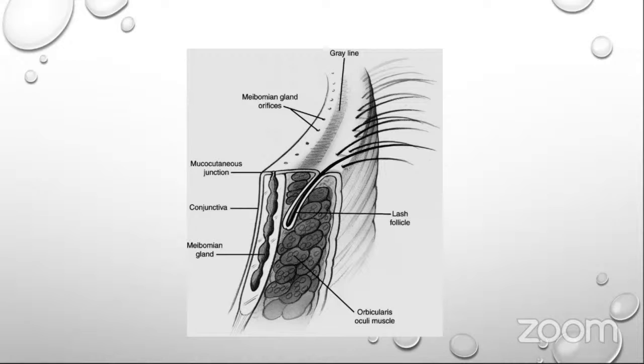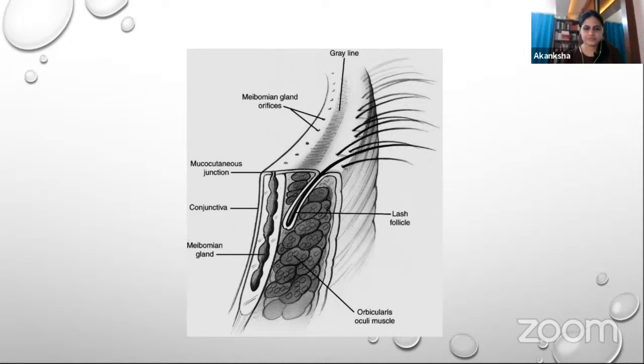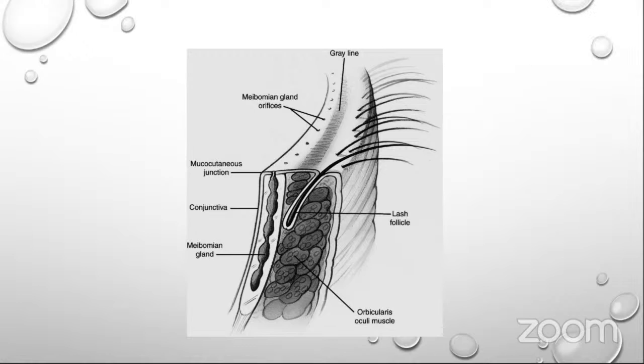Ma'am, this is a picture of eyelid. It shows an anterior border, gray line, and the posterior border. The anterior border is rounded and the posterior border is relatively sharp. And anterior to the gray line, we'll have eyelashes. Posterior to it, we have Meibomian gland orifices, through which the ducts of the Meibomian gland will open.